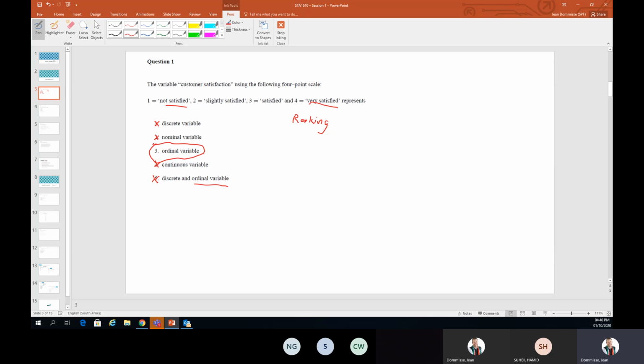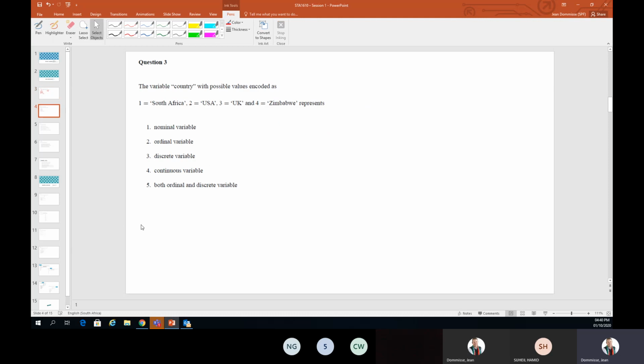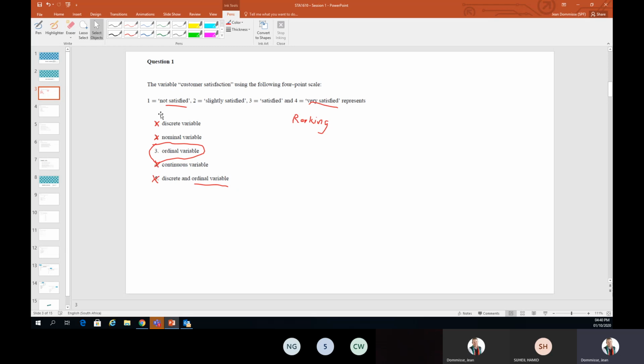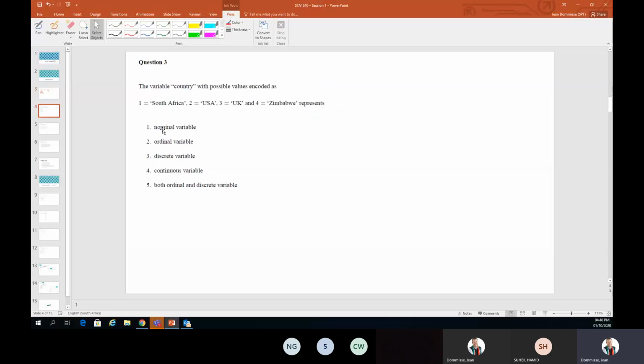So again, in the exam, what I want to show you during the next few weeks as we engage is to look for certain things that can make it easier for you. Okay, so let's look at the next one. Interesting, there we used a 1 to 4 scale, but because it was not satisfied to very satisfied, there was a ranking involved.